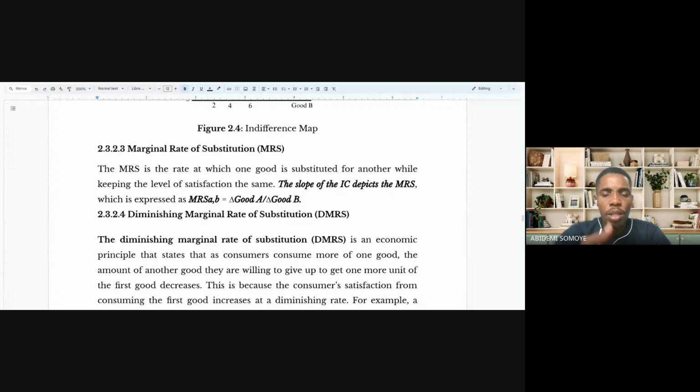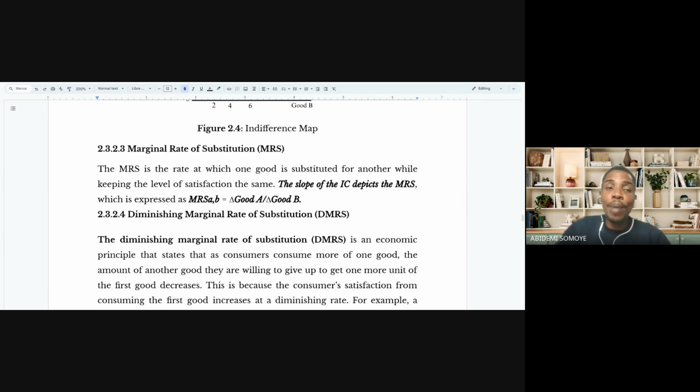Just like the indifference curve slope that we talked about, which is expressed as marginal rate of substitution of A, B equals change in good A over change in good B. What this means is that for you to have an additional unit of good B, you have to give up good A. So the marginal rate of substitution is simply the rate at which you give up one good for another, the rate at which you substitute one good for another.